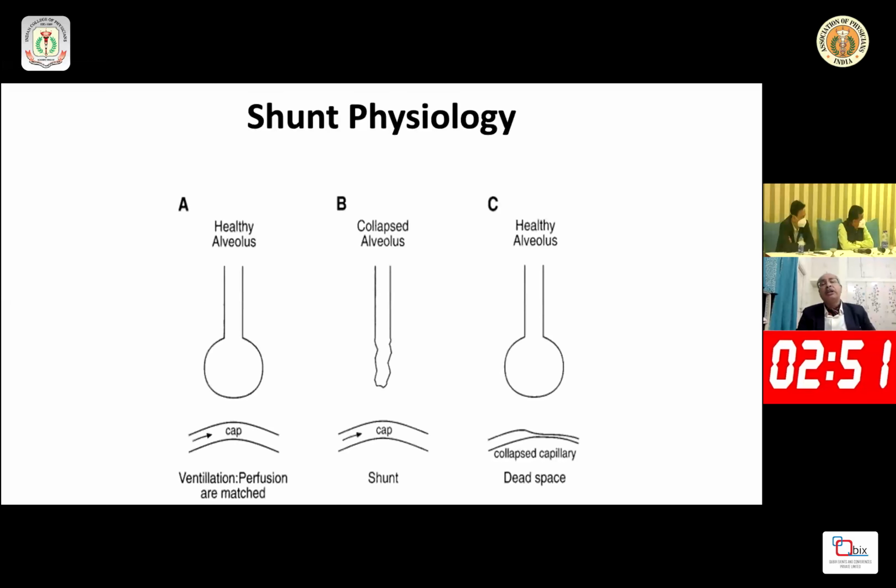Now, another important thing which starts coming up when you look at oxygenation and oxygen physiology is shunt physiology. And we all know that ventilation-perfusion matching has to be adequate.